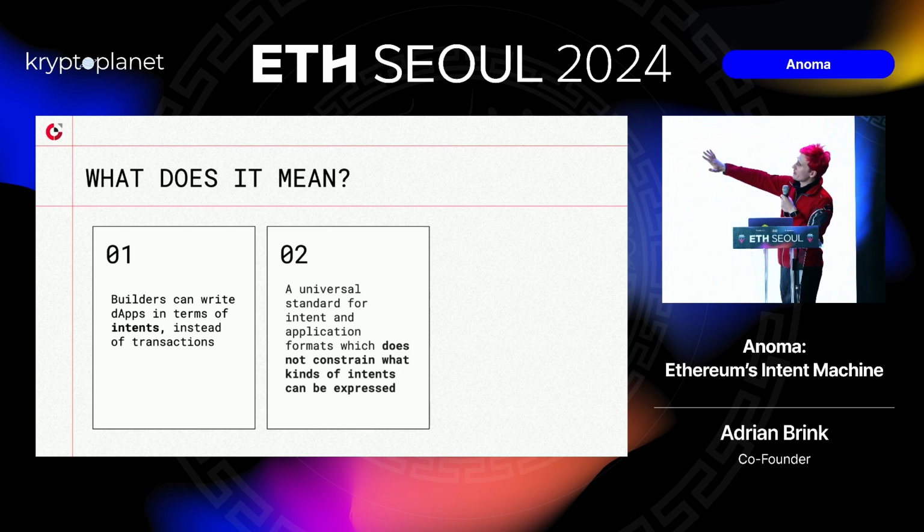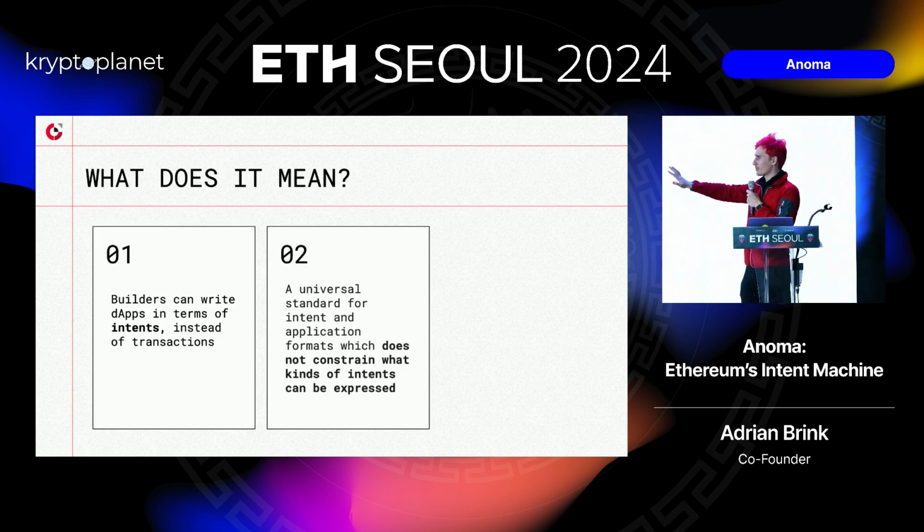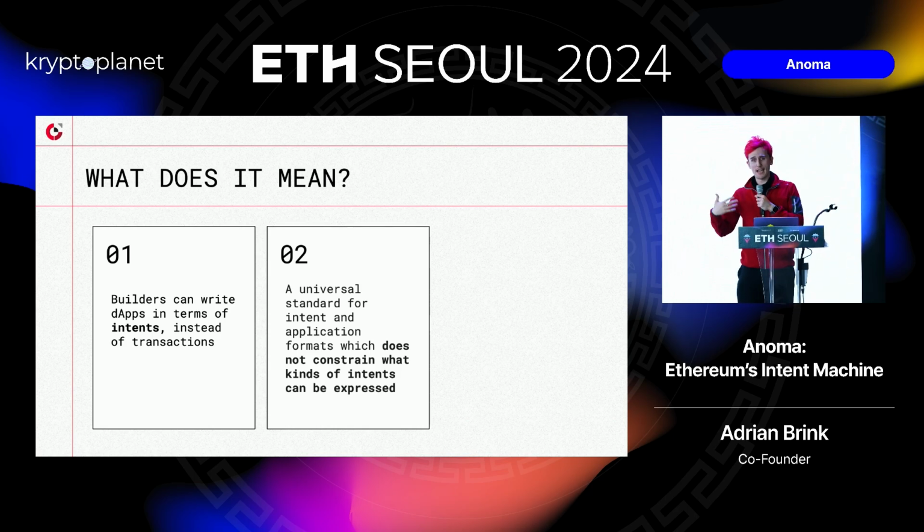Yes, what does this mean as well? It's just a universal standard for intents and application formats. That's it. It does not constrain at all what kind of different intents can be expressed. You should really think of intents as code. They're more declarative than just an imperative execute program.